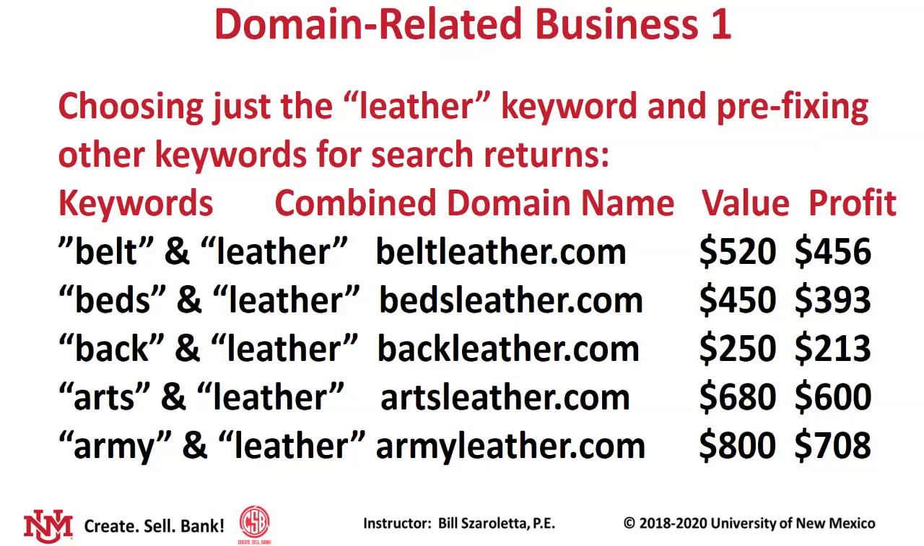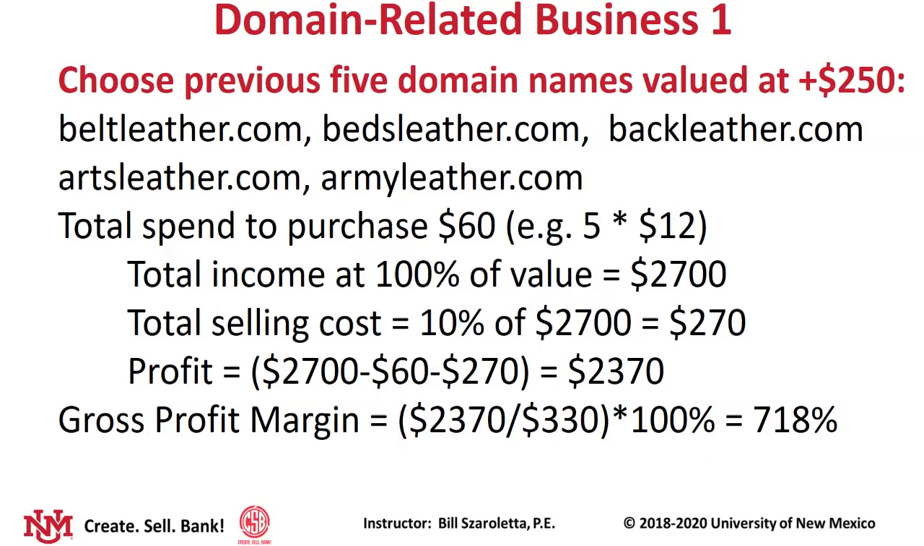Now, using leather, and I don't know if prefixing is a verb, but using the prefix of belt, beds, back, arts, and army, you can get some pretty valuable keywords that come out of it. So beltleather.com is valuable, beds leather, back leather, arts leather, army leather. So let's say you put a portfolio together of these things. You buy all 5. They're all valued at more than $250. And so you spend 5 times 12, which is $60. And you can make decent money if you sell all 5 of these.